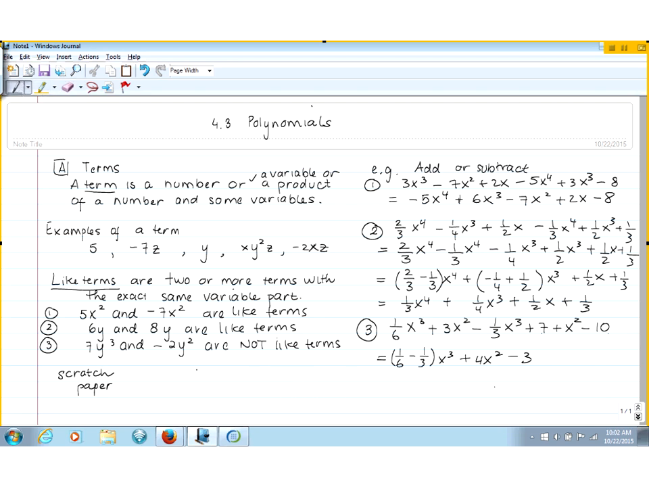Okay. So now on my scratch paper, I have to calculate 1/6 minus 1/3. So how do I calculate this? Common denominator, which is 6. Okay. So this is 1/6 minus 2/6. So this is 1 minus 2 over 6. What is 1 minus 2 over 6? Negative 1/6. So this is just negative 1/6 x cubed plus 4x squared minus 3. Is it easy? Okay. Doable?